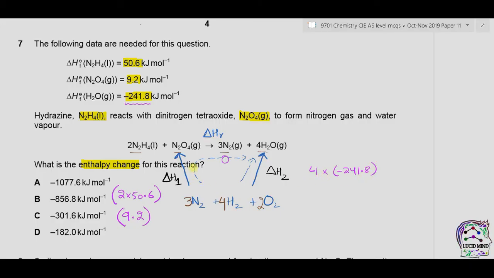According to Hess's law, the energy change in 2 steps is equal to the energy change in a single step. So we can write delta H1 plus delta HR equals delta H2. Now delta H1 consists of enthalpy change of formation of N2H4. So we can write delta H formation of N2H4 liquid multiplied by 2 because 2 moles have been formed.